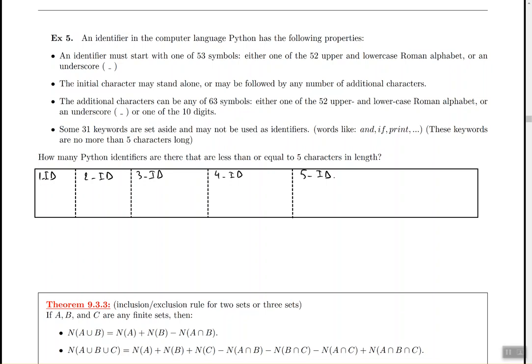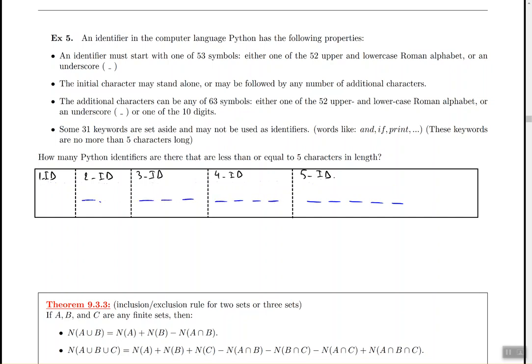Okay, in example 5, we're going to figure out how many Python identifiers there are that are 5 characters in length or less. That's the reason why I started by breaking down the setup into 5 different groups: groups of 1 length ID, 2 length, and then 3, 4, and 5 ID. When I say 5-ID, I'm talking about IDs that are 5 characters long. So, 1, 2, 3, 4, 5. When I'm saying 4 ID, that means 1, 2, 3, 4, and so on and so forth.